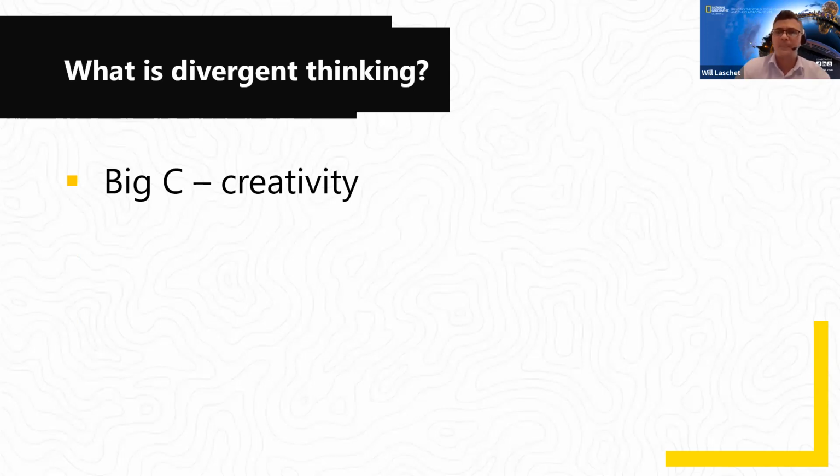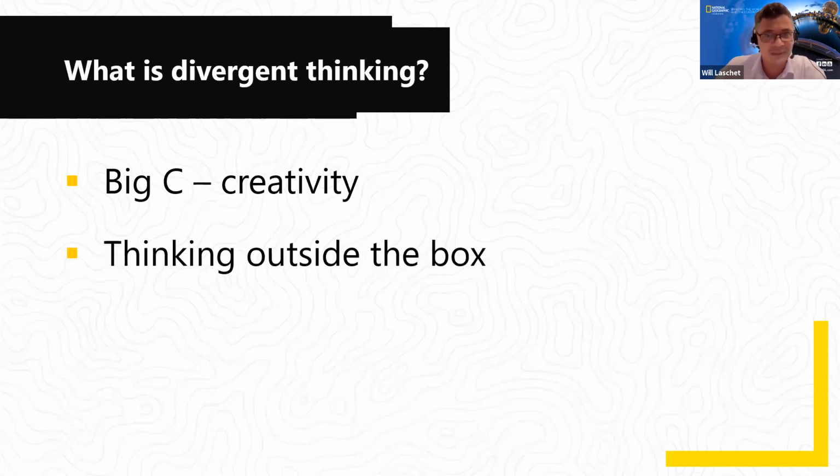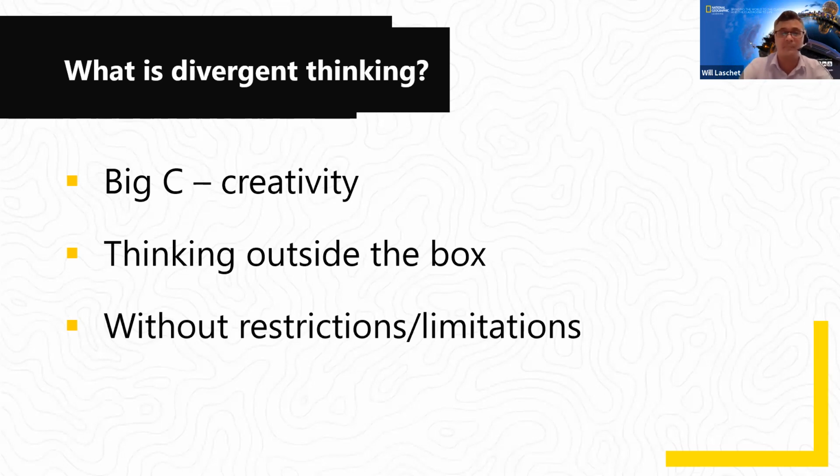And if we had a box, where would we be thinking with this big C, creativity, divergent thinking? Yeah, Sterling's got it. So we would be thinking outside the box, absolutely right. And why do we call this thinking outside the box? Well, we call it outside the box because it's without restrictions or limitations. So you're free to go in any direction that you wish.